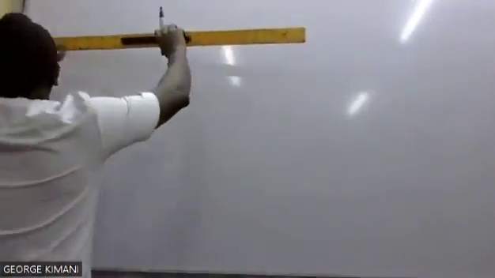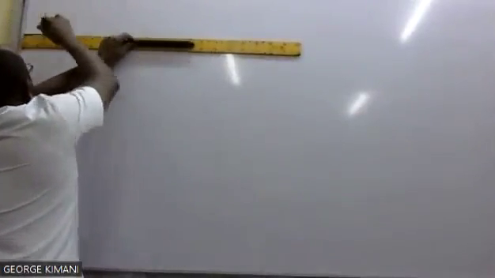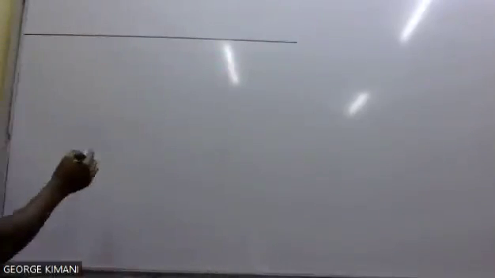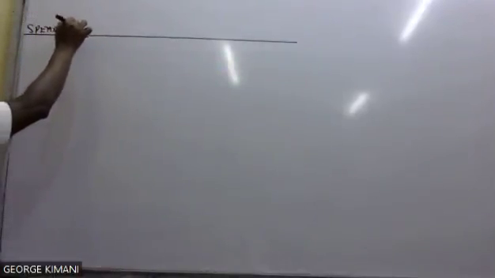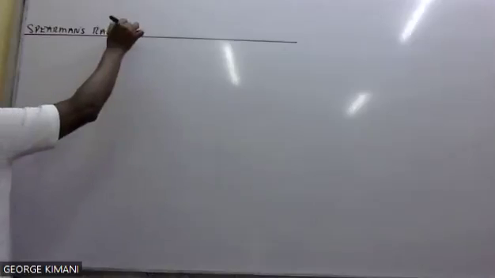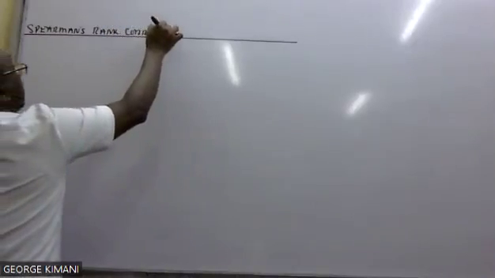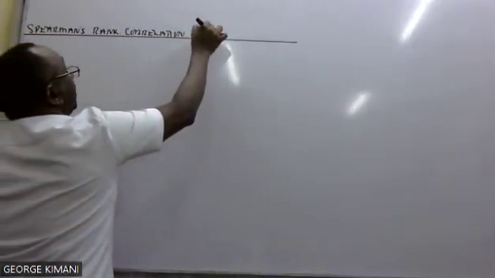Question 4B of the same paper says a group of 8 students were tested in a quantitative analysis and auditing examinations. The marks scored were as follows. Now you are told to compute the rank correlation coefficient. So we have what we call the Spearman's rank correlation coefficient.